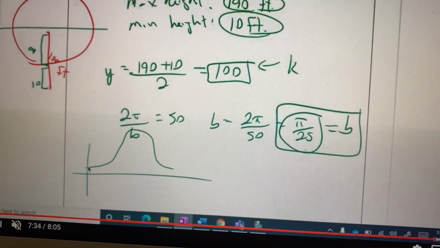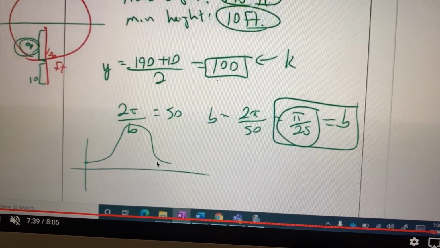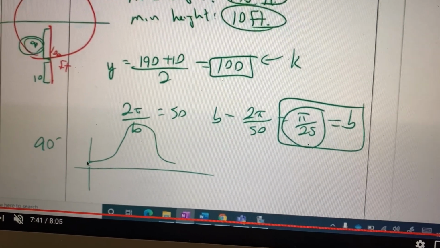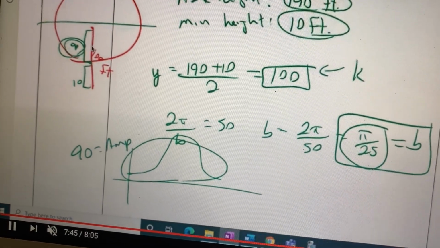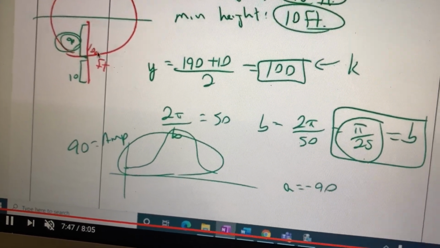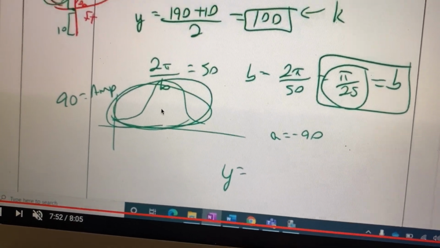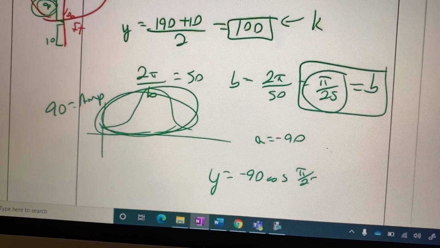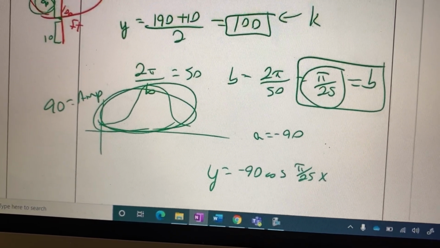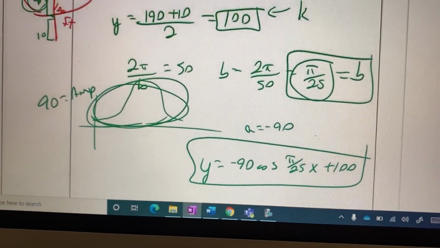So I'm going to start off on my Ferris wheel. I'm going to go up to the top, and I'm going to go back down again. So notice the shape of this. This is going to be a negative cosine again. Notice that radius right there, that's going to be our amplitude. So our amplitude is 90, so our a is going to be -90. So y equals -90 cosine, and we have our b, pi over 25, x, plus 100. And that is going to be our equation. And that's it, guys.